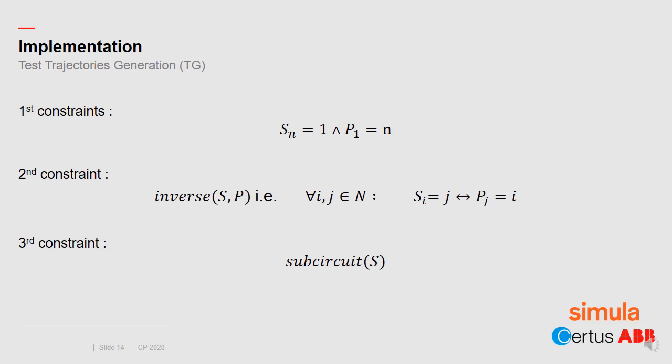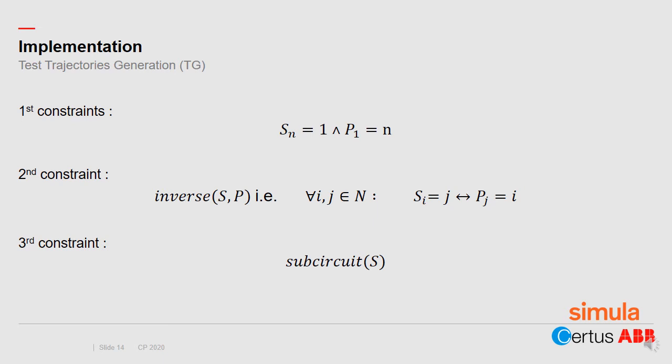The implementation of the second component inside MiniZinc uses different constraints. The first constraint is that the successor of the ending point is the starting point, and the predecessor of the starting point is the ending point. By this, we have a loop, we have a circuit. The second constraint is inverse of successor and predecessor. That means that, for example, if we consider a node I, if the successor of I is J, the predecessor of J should be I.